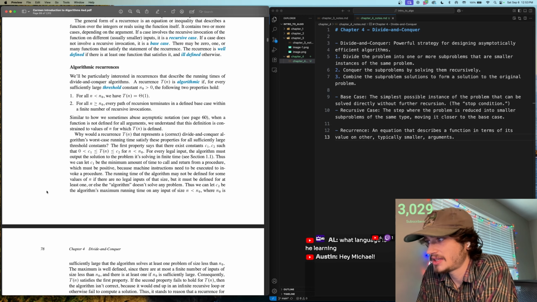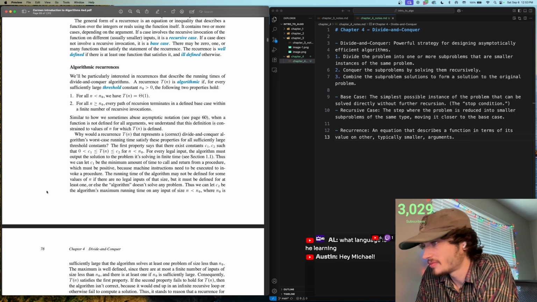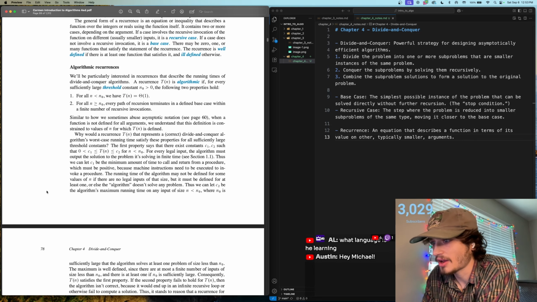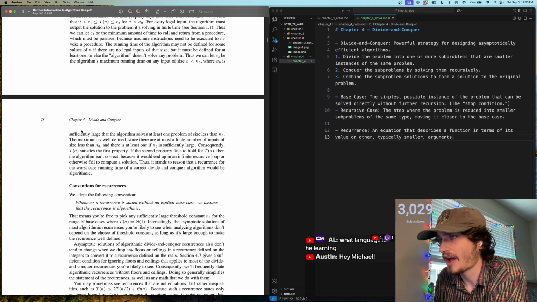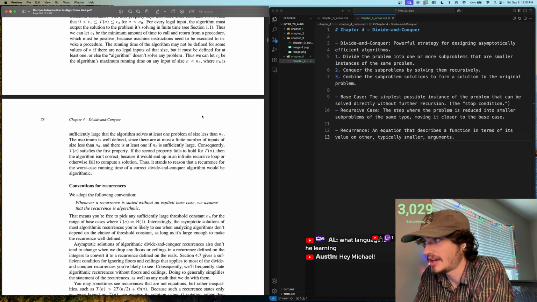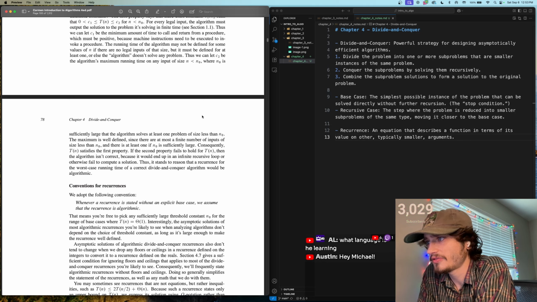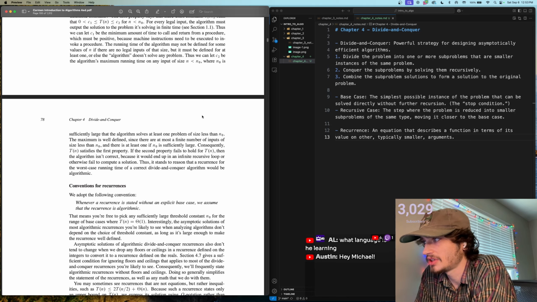Thus, we can let C2 be the algorithm's maximum running time on any input of size less than n naught, where n naught is the sufficiently large value such that the algorithm solves at least one problem of size less than n naught. The maximum is well defined since there are at most a finite number of inputs of size less than n naught, and there is at least one if n naught is sufficiently large. Consequently, the recurrence T(n) satisfies the first property.